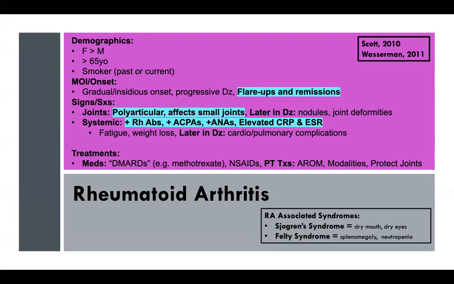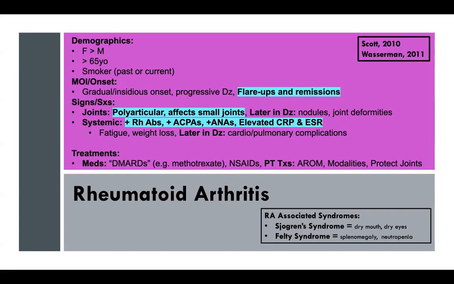It's characterized by a gradual or insidious onset, and flare-ups and remissions are quite common, with inflammation kind of spiking and then individuals having periods of remission. As I mentioned prior, this usually affects smaller joints and multiple joints, and there can be deformities later on. The keys to this diagnosis, or that are very characteristic of this disease, is that these individuals will have systemic findings. So increase in those autoantibodies and global inflammation.